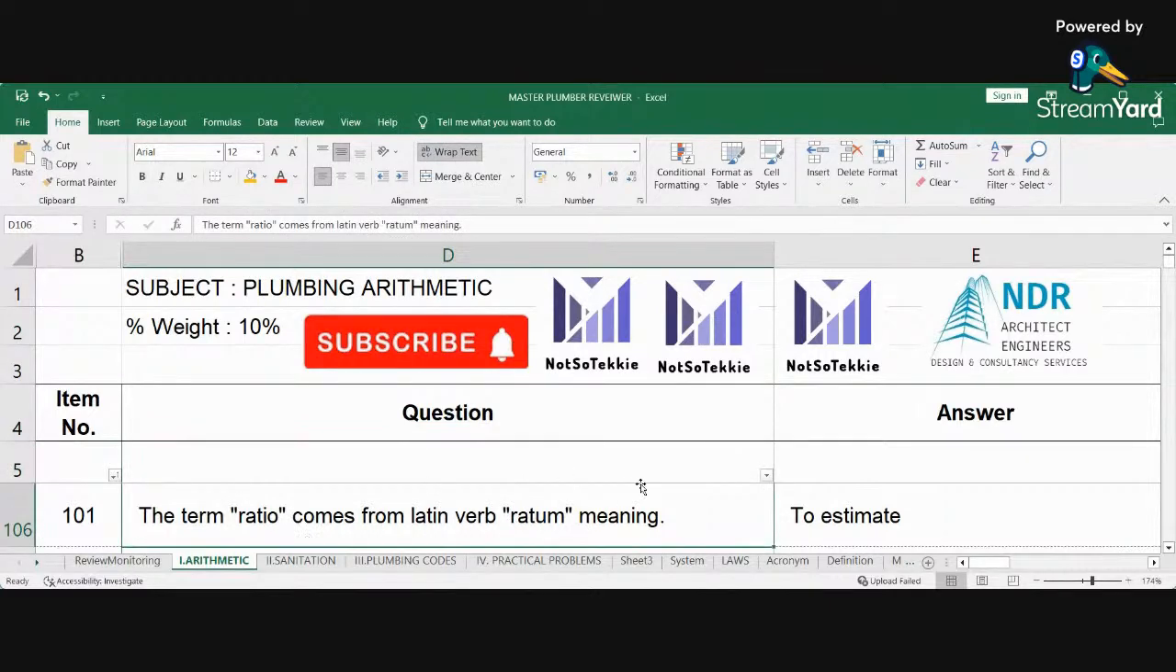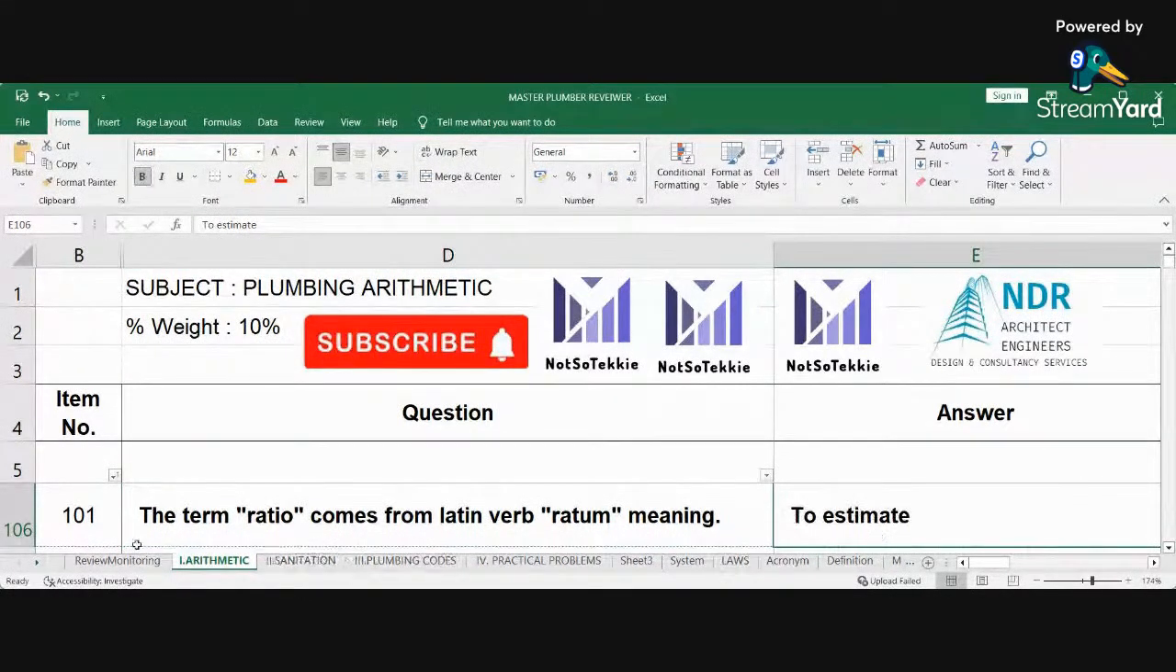Okay, 101. The term ratio comes from the Latin verb ratu, meaning to estimate. The answer is to estimate. The term ratio comes from the Latin verb ratu, meaning to estimate. Okay, 102.